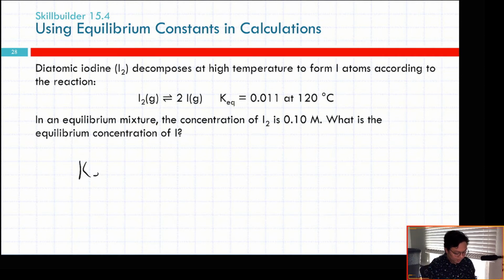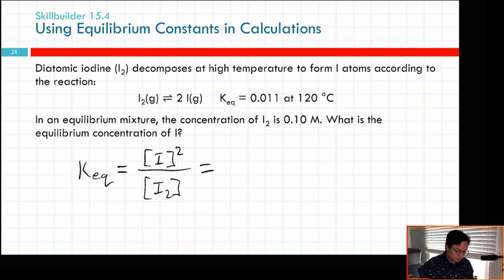So again, we just start out by writing KEQ equal to products over reactants. It's another spot where you can get tripped up. So this is our iodine, our coefficient of 2 becomes our exponent, and then it's just the concentration of I2 on the denominator. So if we fill in these numbers, we'll have our KEQ is equal to 0.011, and that is equal to 0.10 squared over I2. Wait, did I do that right? No, I did that backwards.